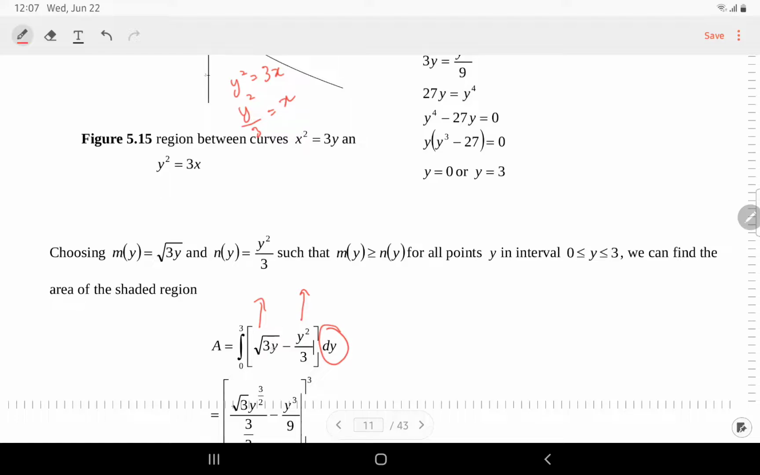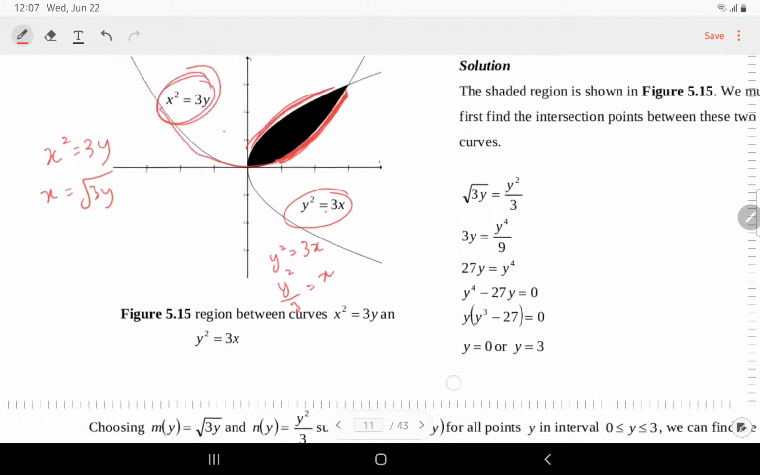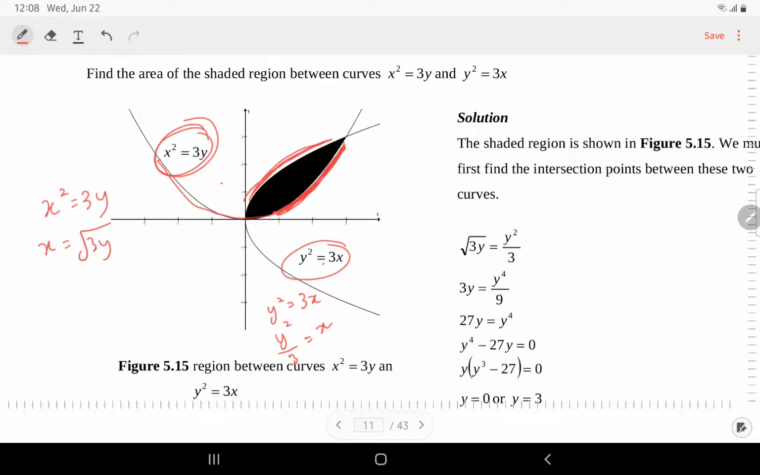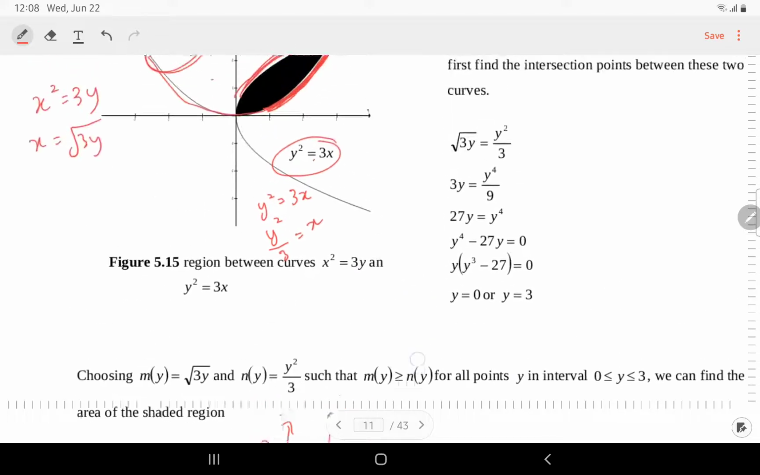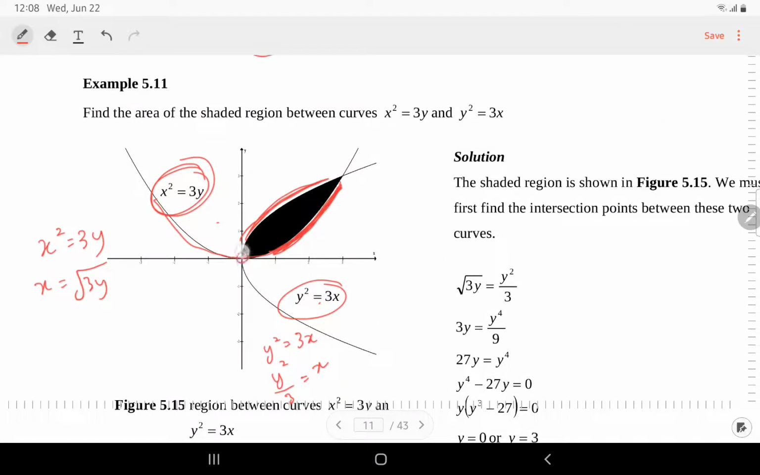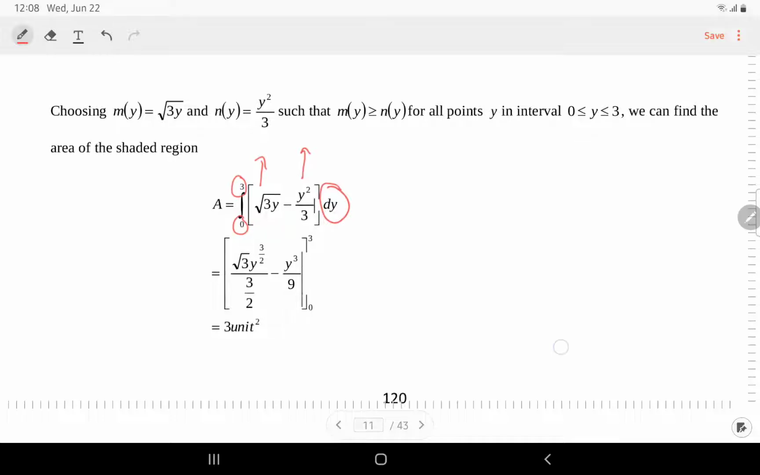So square root 3y minus y square over 3 integrate by dy. And then limit dia from 0 to 3. Kenapa? Ingat tadi saya kata kalau kita nak integrate dy, limit kat sini kita kena ambil point y dekat y axis. So 0 here and 3 is here. Okay, from 0 to 3. Okay, so kirakan dapat jawapan.